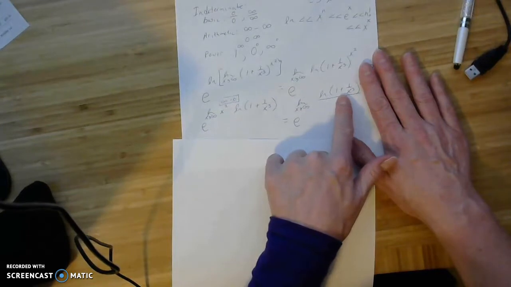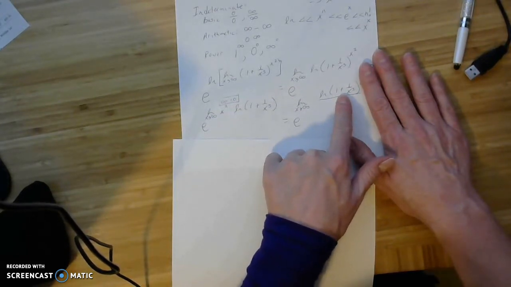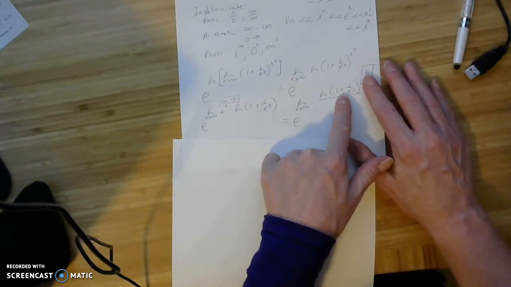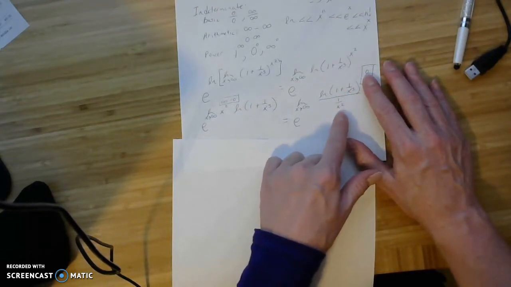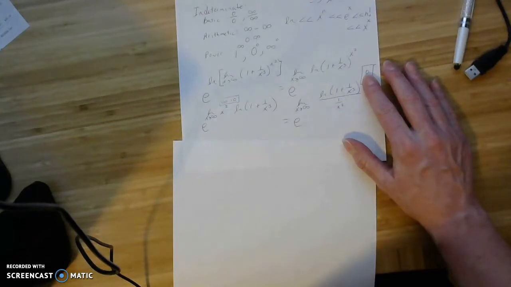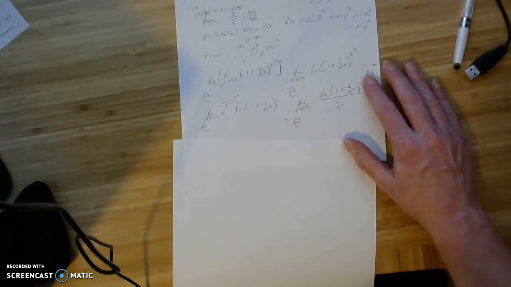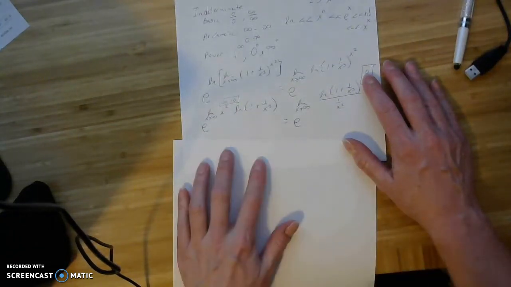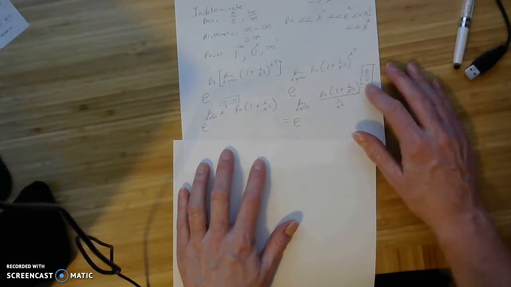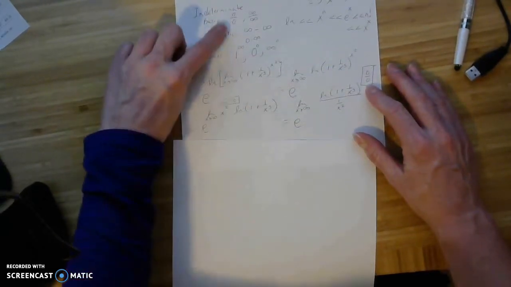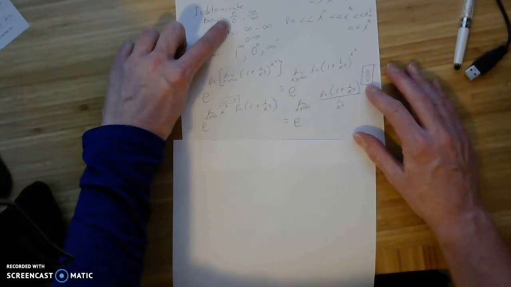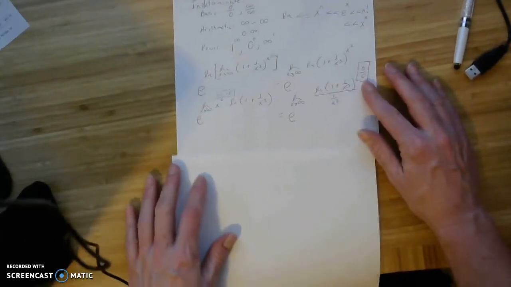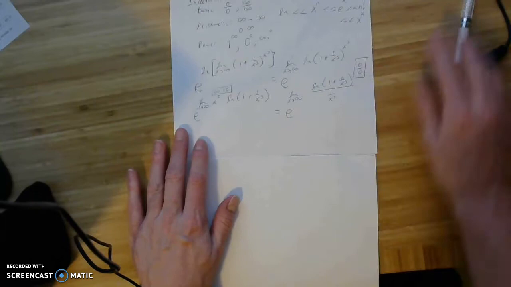We know that 1 plus 1 over x cubed is going to go to 1, and the natural log of 1 is 0, which gives us 0 in the numerator. In the denominator, we have the reciprocal of x squared, which is 1 over x squared, which also goes to 0, which basically means we have 0 over 0, which is one of the two basic indeterminate forms. So at this step, we can now apply L'Hopital's rule.